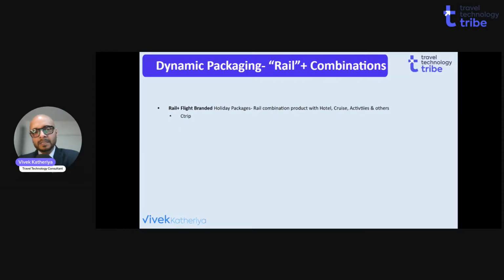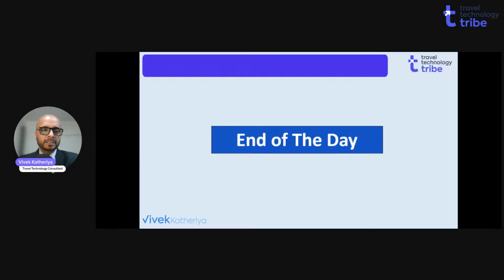So now Ctrip is another example over here, which is an OTA based out of China. A very big organization, properly known in the world. They are also offering this. Vacations by Marriott is also powered by Expedia, where this combination comes in. So this is all about dynamic packaging, guys. This is the end of the day today.